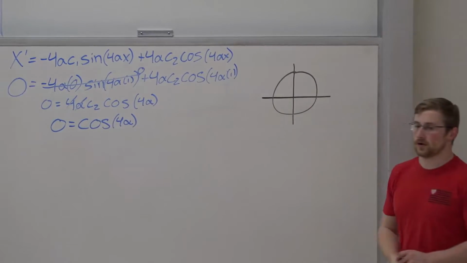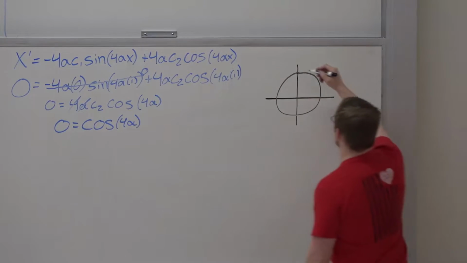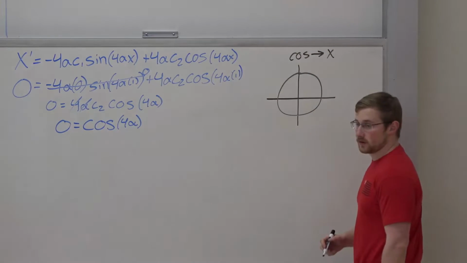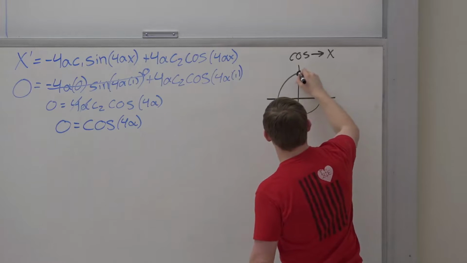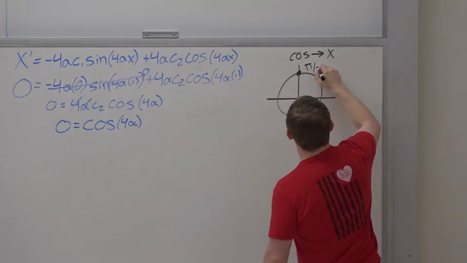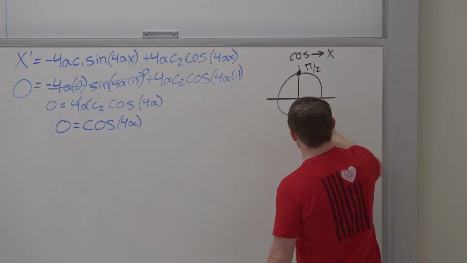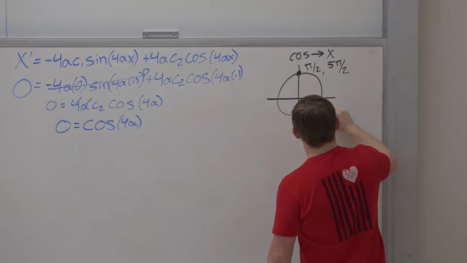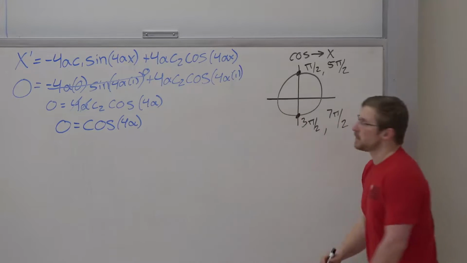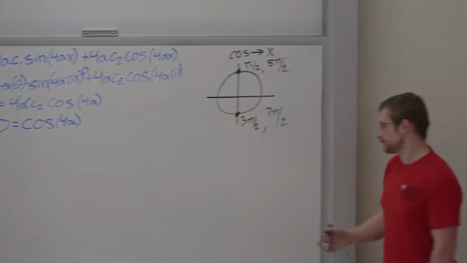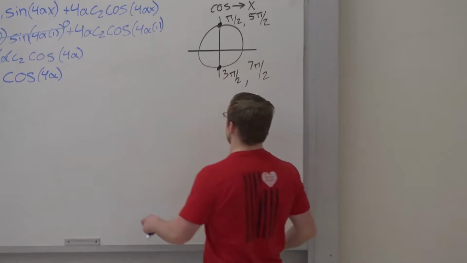So we have our unit circle. And now I know that cosine corresponds to the x value. So I know that cosine is equal to 0 at the top and the bottom. So this is pi over 2 and 3 pi over 2 and 5 pi over 2 and 7 pi over 2. And basically every odd number times pi over 2. So how can I write that in terms of n?